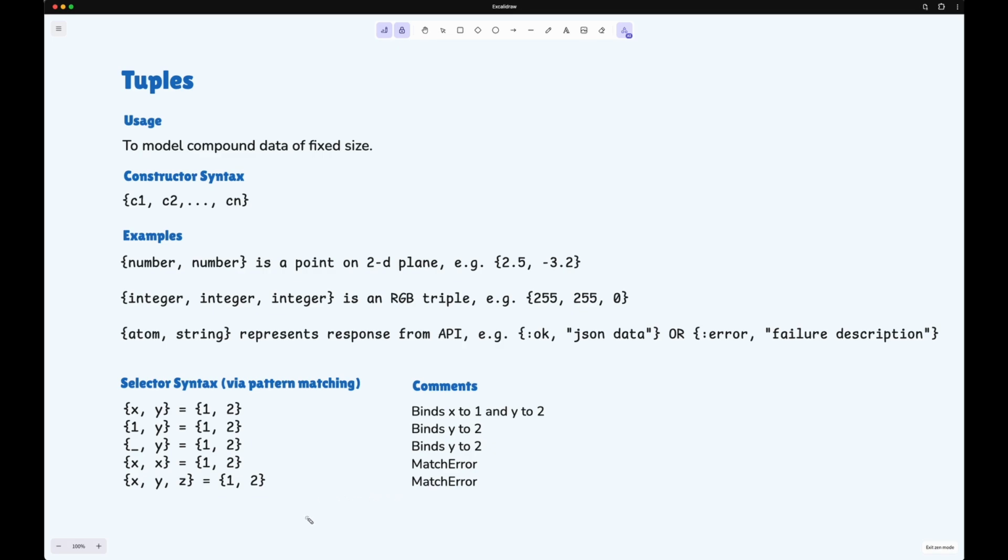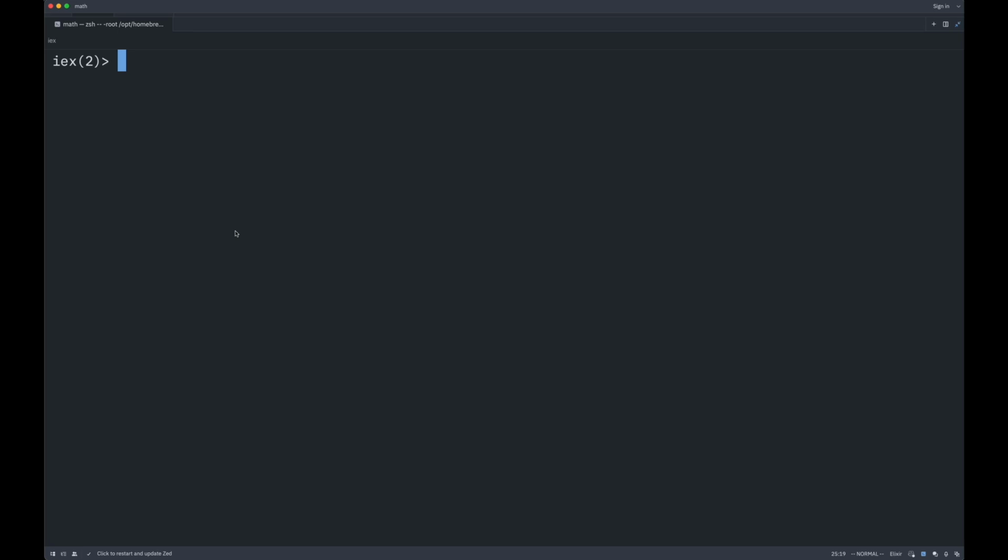So let's look at these examples in IEx now to get some more practice and understand these concepts. Let's see how we can create tuples in IEx and also extract their components using pattern matching. This is a simple example of a 2-component tuple. The value is 1, 2. You can have values of different types, for example, an atom, a string, and an integer.